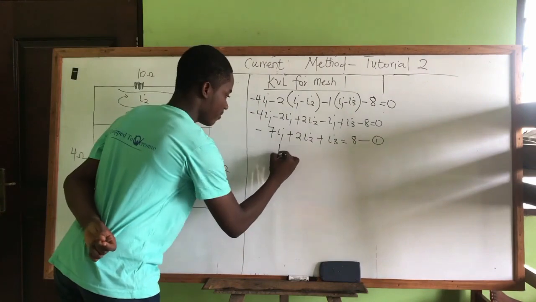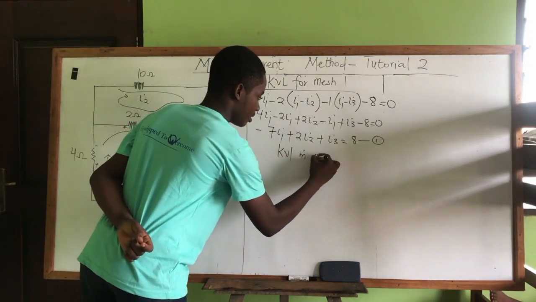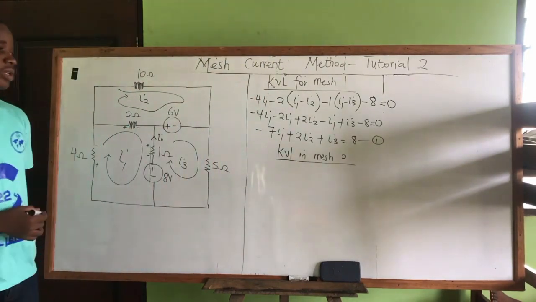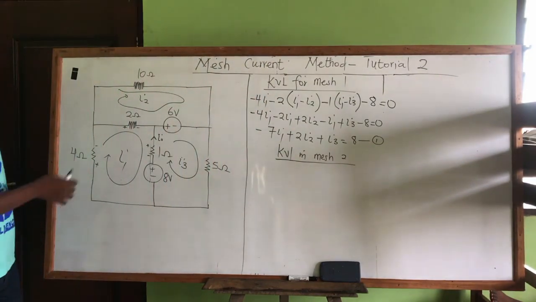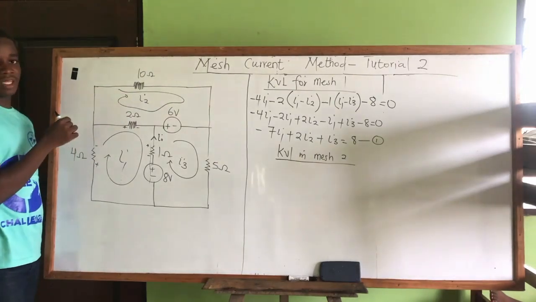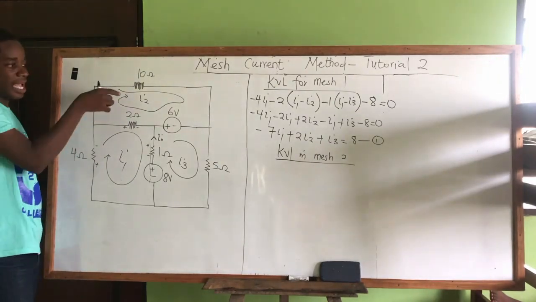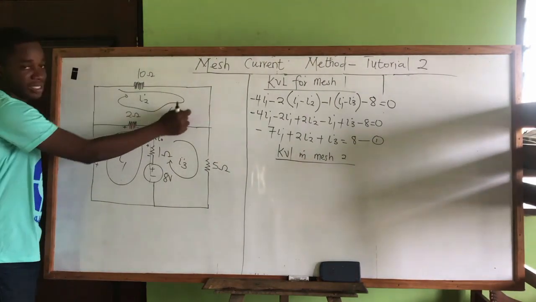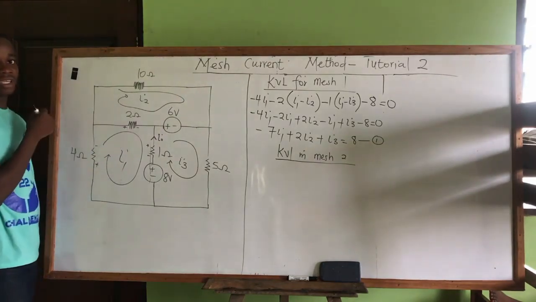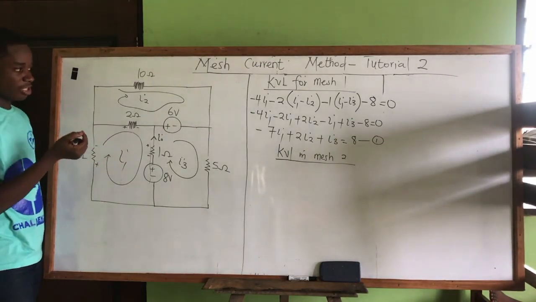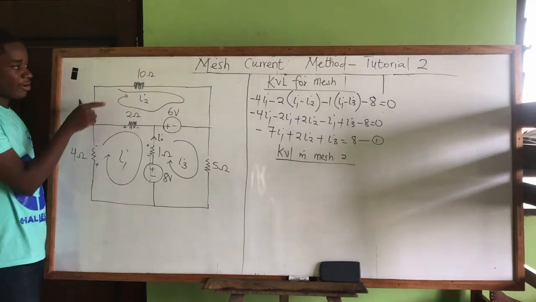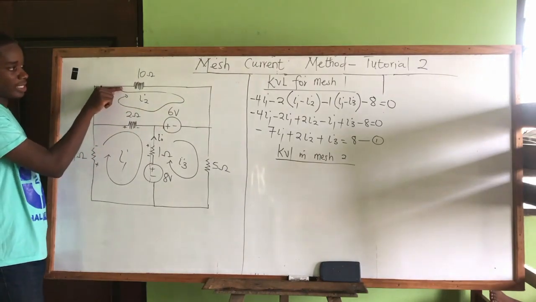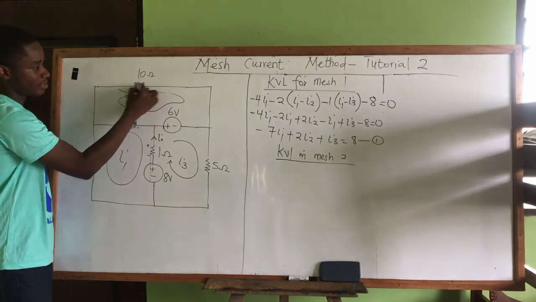So we move on to KVL in mesh 2. In mesh 2, how many elements are we going to consider? We have the 10, we have this voltage, and we have the 2. They are all in this mesh, so we have to involve all 3. Don't leave one out. You can start from any of them. Let's say we are starting from the 10. The current flowing through the 10 is I2, in this direction. So if you enter the 10 here, you have plus, minus.